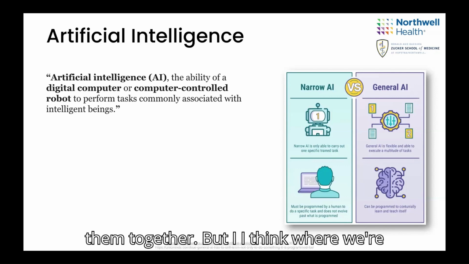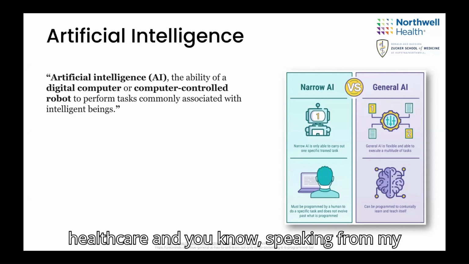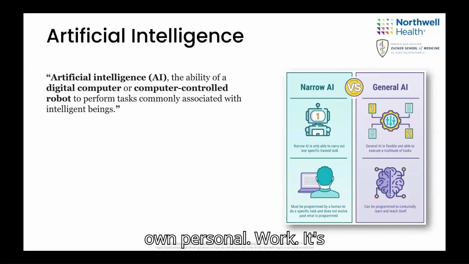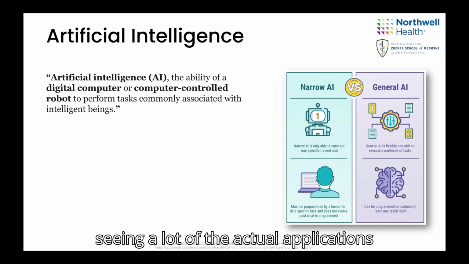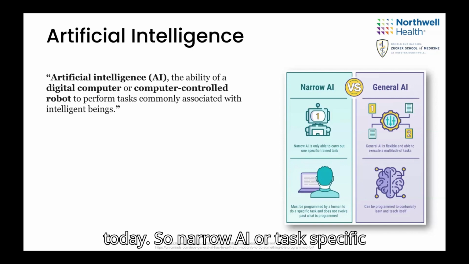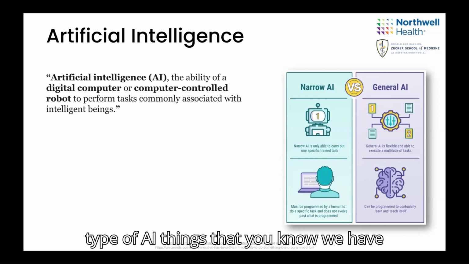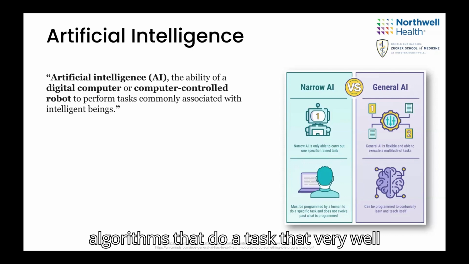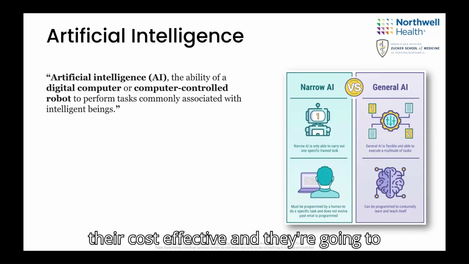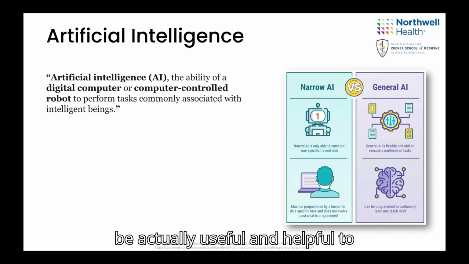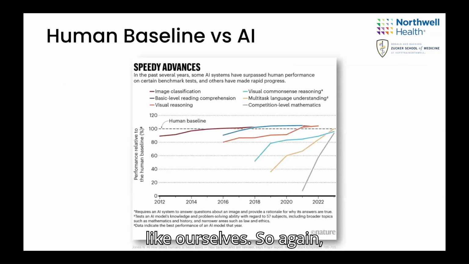But I think where we're seeing a lot of the application in healthcare, and speaking from my own personal work, this is where we're seeing a lot of the actual applications today. It's a narrow AI or task-specific type of AI. Things that we have algorithms that do a task very well and with reasonable reliability, they're cost-effective, and they're going to be actually useful and helpful to clinicians like ourselves.